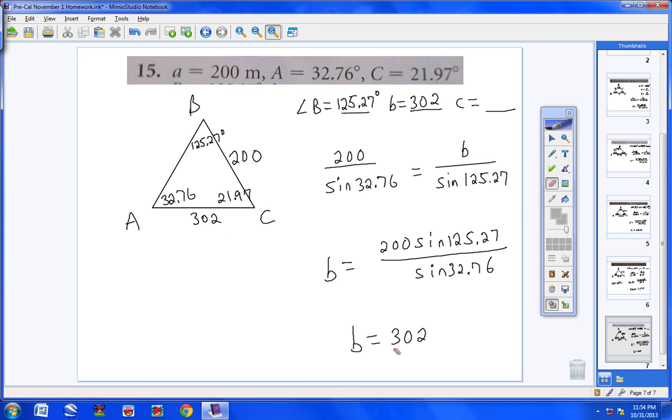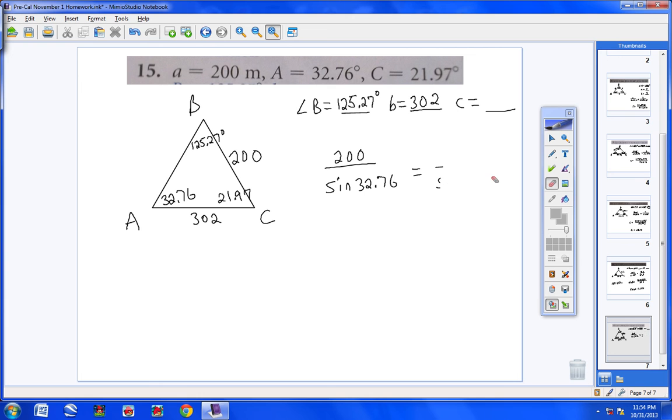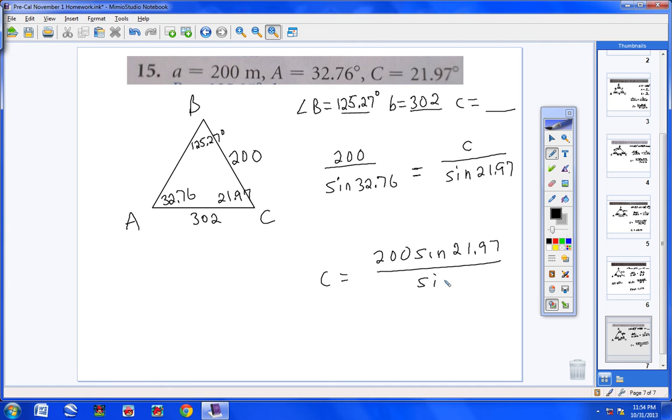Now, all that we have to do is find the length of C. Now notice I'm going to keep my original fraction to the left right there. No need to erase that. And now I'm going to look for side C. So side C would go over the sine of angle C, which is 21.97. Now if we cross multiplied and then divided, we would get C equals 200 sine of 21.97 over the sine of 32.76. If we type that into our calculator, you would get, for the length of C, 138.